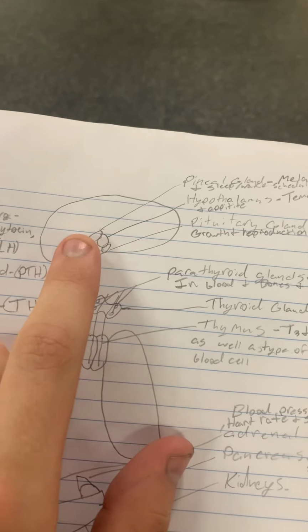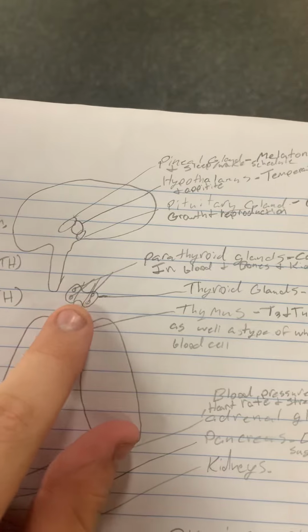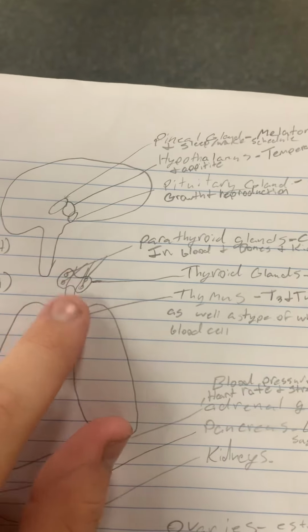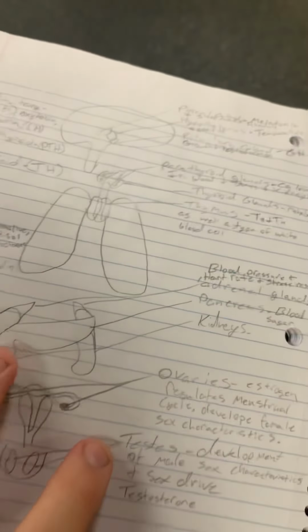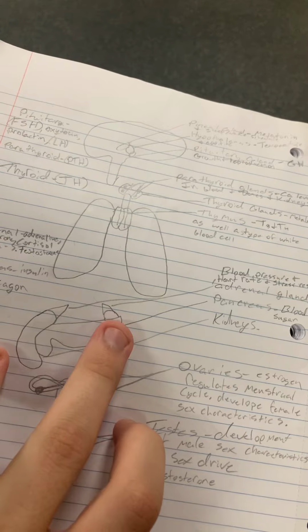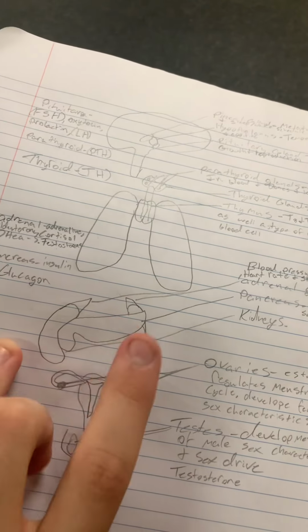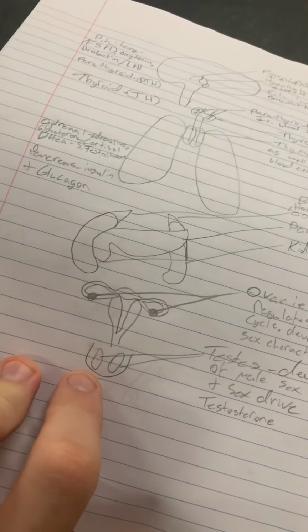So the different organs of the endocrine system are the pineal gland, the hypothalamus, the pituitary gland. Then we come down to the thyroid, which has the parathyroid inside of it, and the thalamus, which is connected to the two lungs. Below that, we have our adrenal glands, which are these triangles on top of the kidneys, our kidneys, and the pancreas. Below that, we have ovaries, and below that, we have testes.